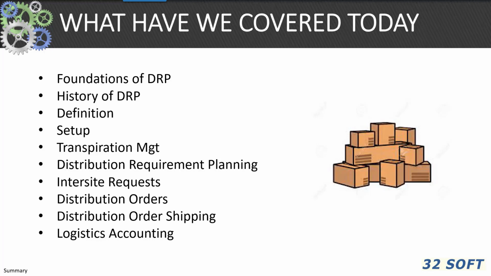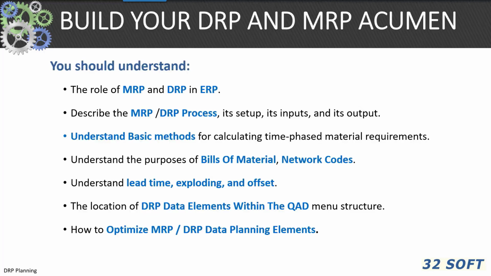Get vaccinated. We covered a lot of stuff today, a little bit. Talked about the foundation, talked about Andre Mountain. We defined DRP. We went over the 13 different data points required for DRP. Talked about transportation management, DRP planning, Intersite requests, distribution orders, distribution shipping, a little bit about accounting.